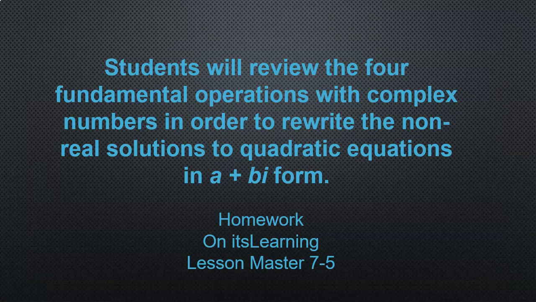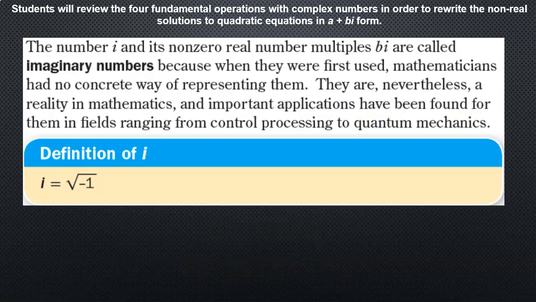Today we're going to review fundamental operations of complex numbers in order to rewrite non-real solutions into quadratic equations. Imaginary number I and its non-zero real number multiples bi are called imaginary numbers. This is because when they were first used, a mathematician had no concrete way of representing them. They are nevertheless a reality in mathematics, and important applications have been found for them in fields ranging from control processing to quantum mechanics. I is defined to be the square root of -1.